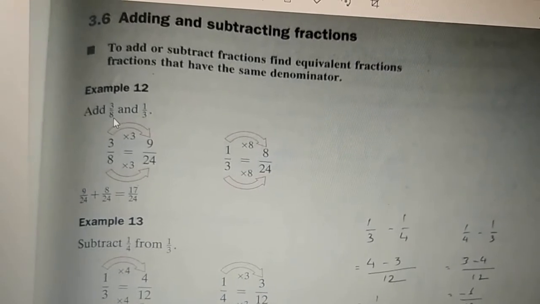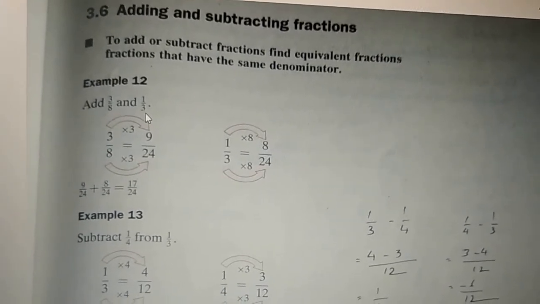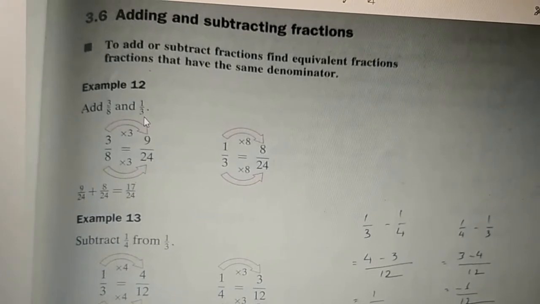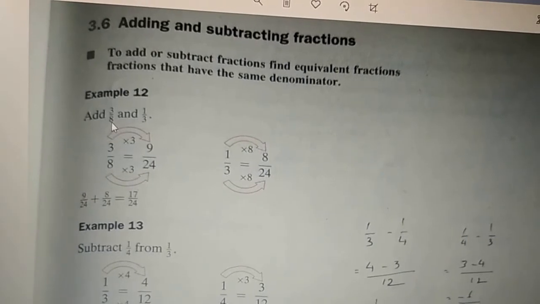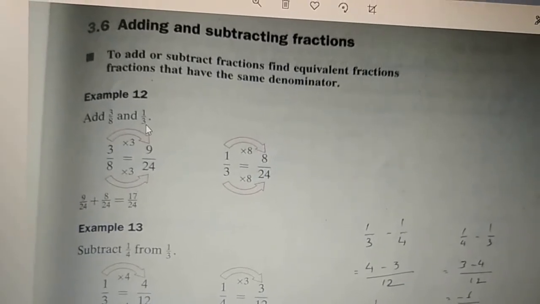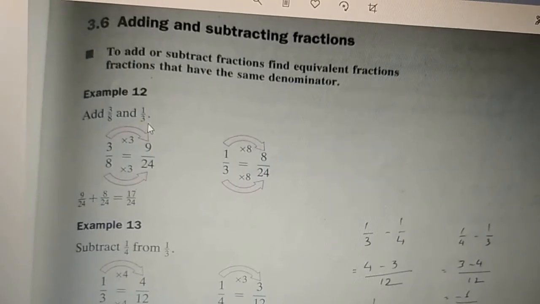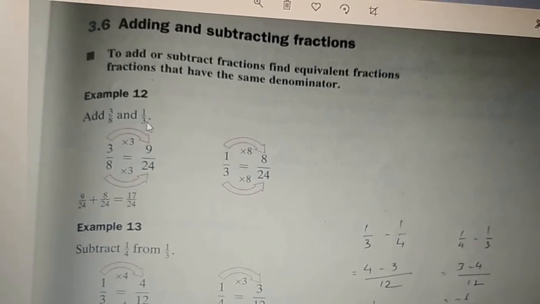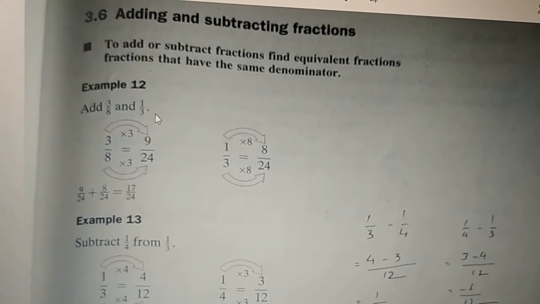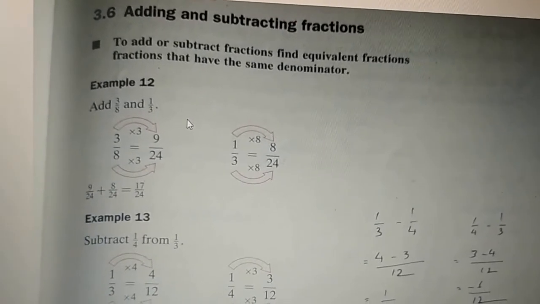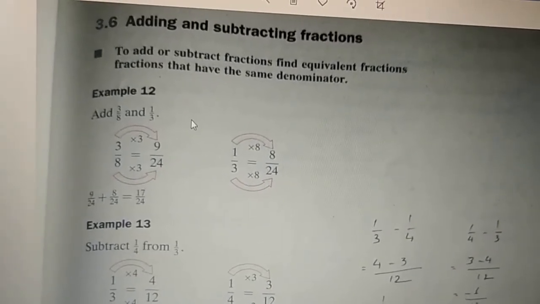Here we have 8, here we have 3. So how can we have the same denominator? If we multiply 8 with 3 and 3 with 8, in both cases we will get 24 as a result. 8 times 3 is 24 and 3 times 8 is 24. When we have the same number as a denominator, it will be easier for us to add or subtract the fractions.